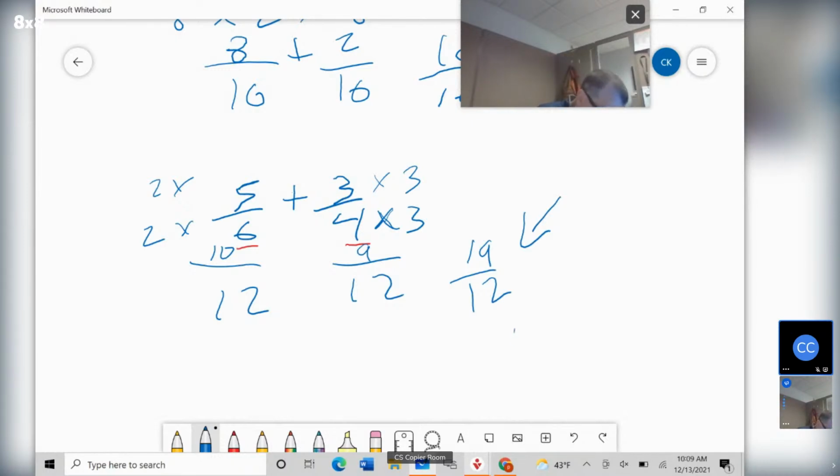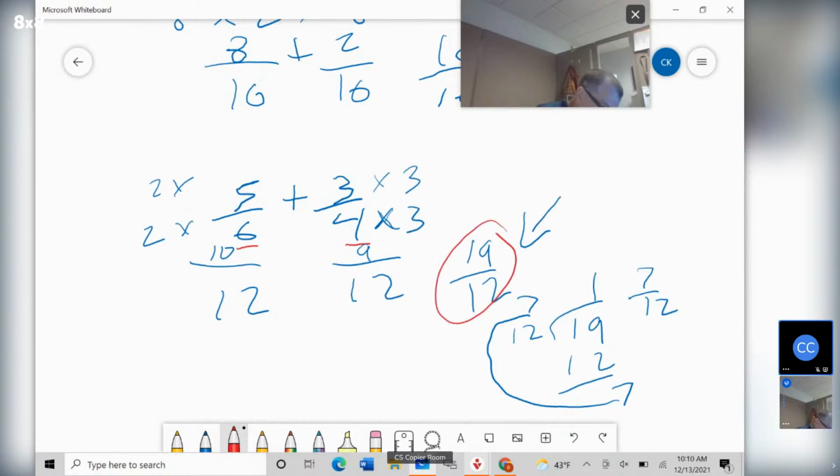So what I would do is divide 12 into 19. I know that goes 1 time, and there's going to be 7 left over, and we're just going to take that 7 and put it over the 12. So it'd be 1 and 7/12. And 1 and 7/12 is the same as 19 over 12. That's just written as an improper fraction. So keep in mind, if you get an improper fraction, and that's when the numerator is bigger than the denominator, sometimes you might do that one more step of dividing the denominator into the numerator.